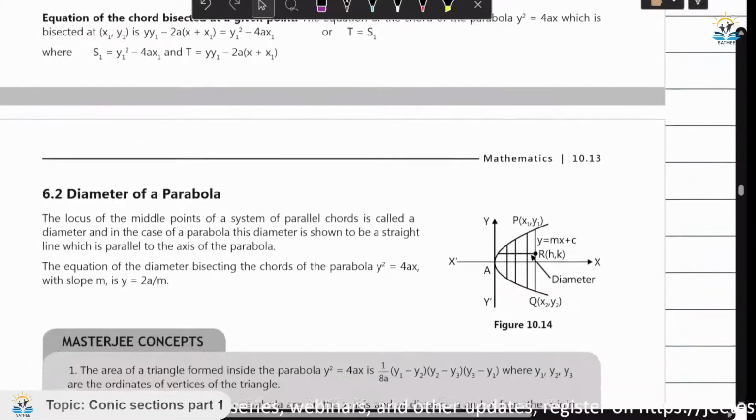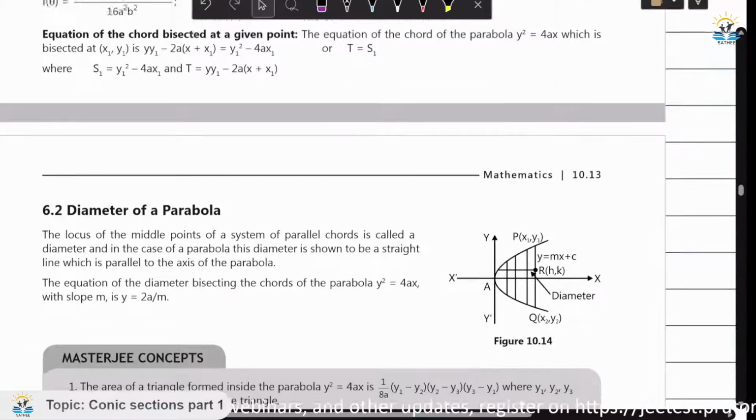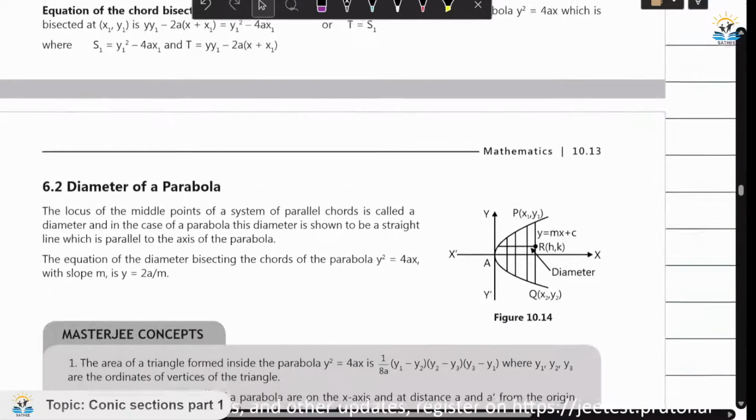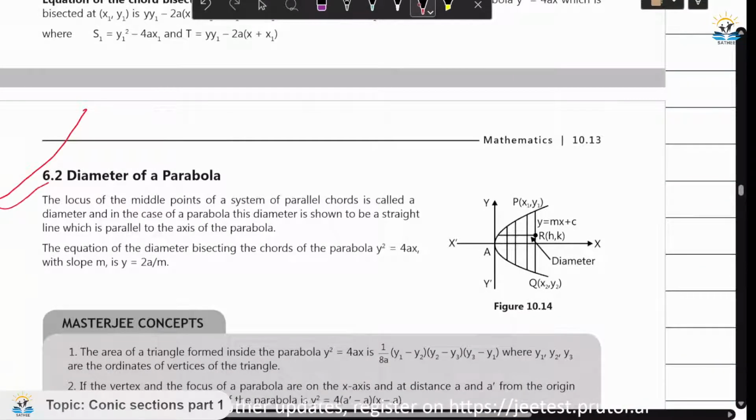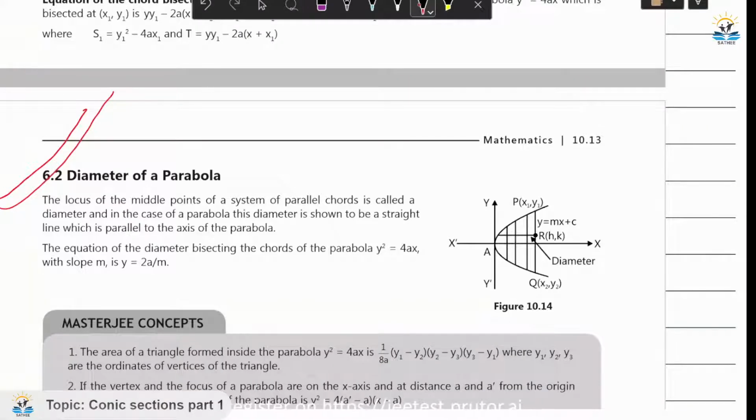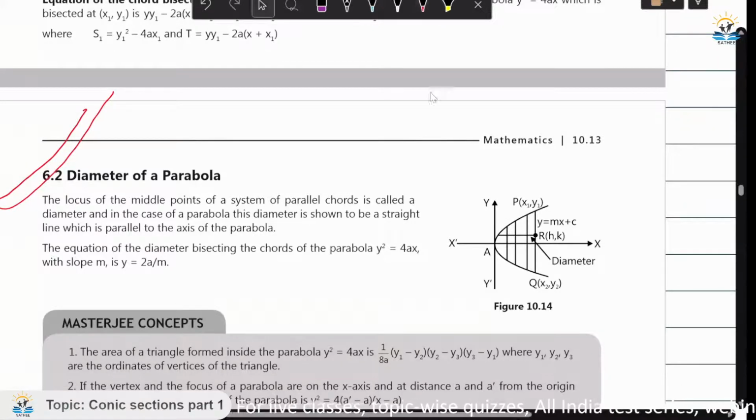Okay. So now talking about the diameter of the parabola. So what does a diameter of a parabola look like? The diameter of a parabola is basically the locus of the middle points of a system of parallel chords. It is called the diameter. Okay. So if there is a system of parallel chords, and we connect the middle points by a single line, that line is called the diameter, right? Okay, moving on.